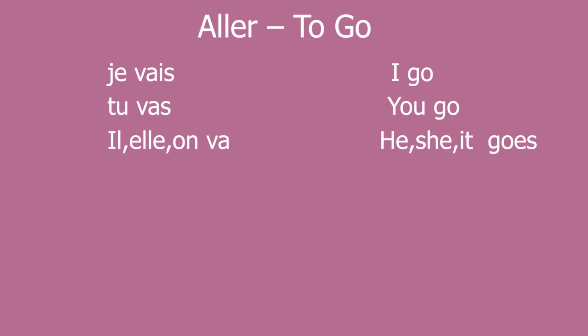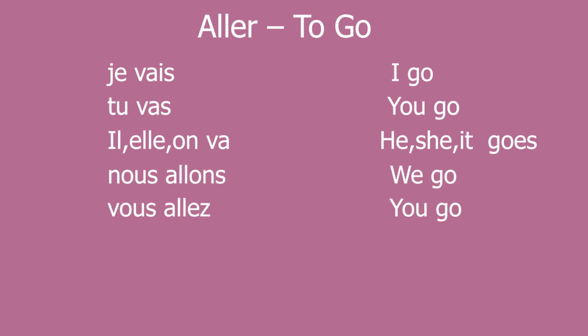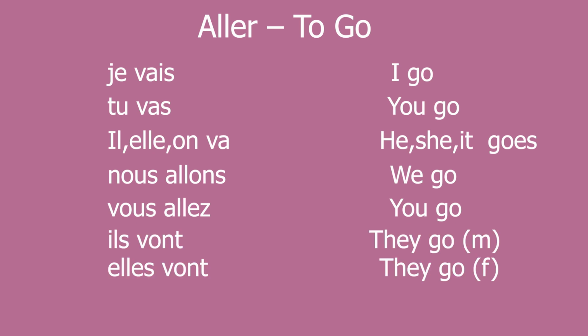So as I mentioned a little bit earlier, the verb aller has a different conjugation. Although it ends in ER, I know, throws you off, but it has a different conjugation. So let's conjugate aller. Aller means to go. So first we have je vais, tu vas, il, elle, on va, nous allons, vous allez, ils or elles vont.